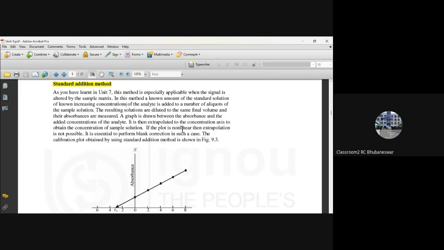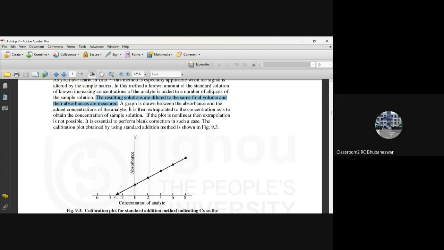So in this method, a known amount of the standard solution of known increasing concentrations of the analyte is added to a number of aliquots of the sample solution. So the resulting solutions are diluted to make the same final volume, and the absorbance is measured. Then you have to plot a graph. Graph is shown over here, absorbance versus concentration of the analyte. Graph is drawn between that, and it is then extrapolated.